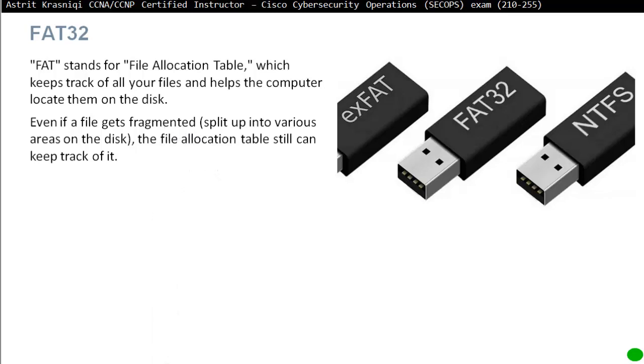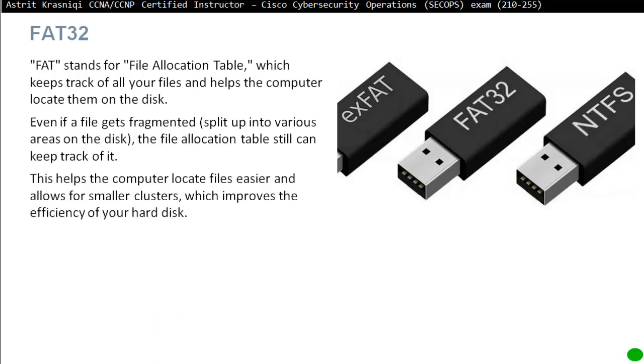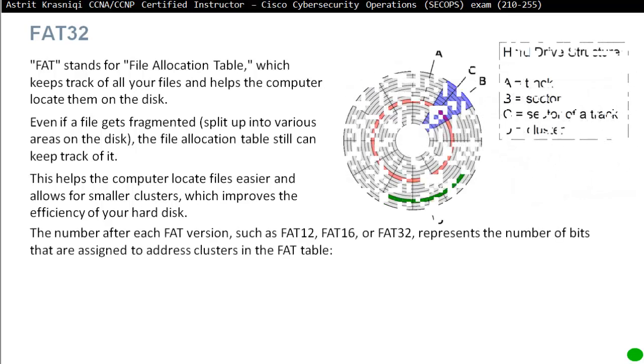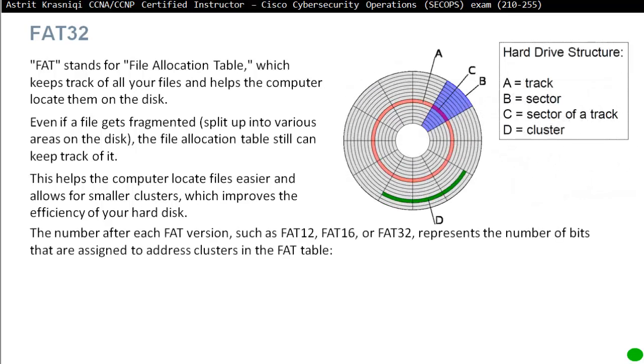This helps the computer locate files easier and allows smaller clusters, which improves the efficiency of your hard drive. The number after each FAT version, such as FAT12, FAT16, or FAT32, does represent the number of bits that are assigned to address clusters in the FAT table.